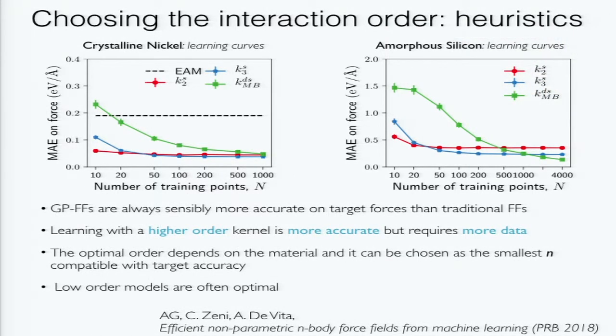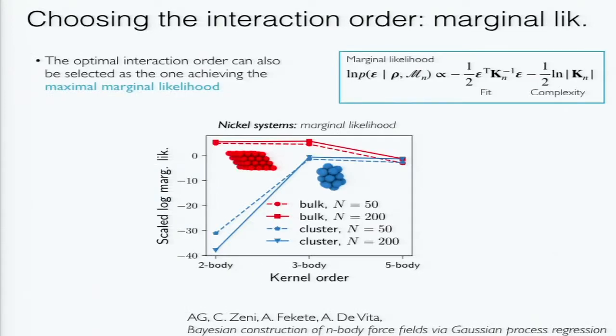Of course, the more complex the environment, the more complex the model has to be to describe it. And in amorphous silicon, the two-body is not good enough, the three-body is not good enough, and you actually need many-body or higher-order body kernels to describe the environment. So you would like to have a systematic way to choose, basically. You can either train them all and look at the learning curves and decide, okay, I need this accuracy, so I want to use this kernel. But there is also a cleaner way, which is based on the marginal likelihood of the model.